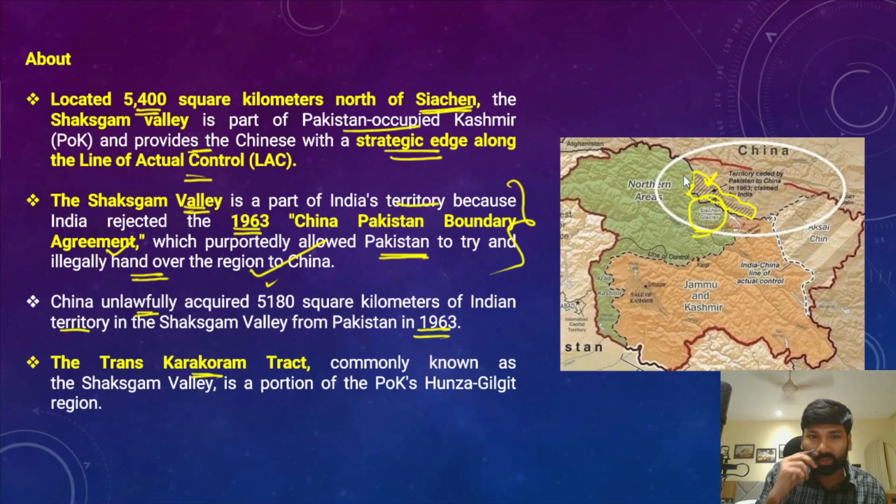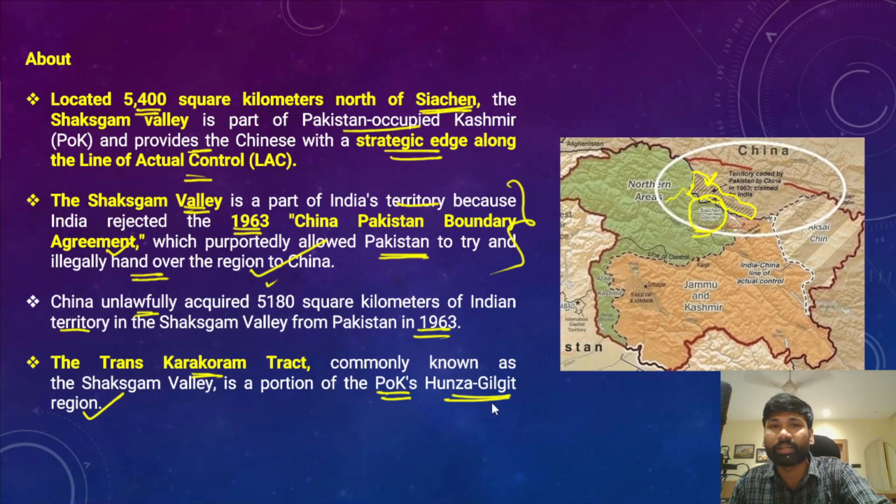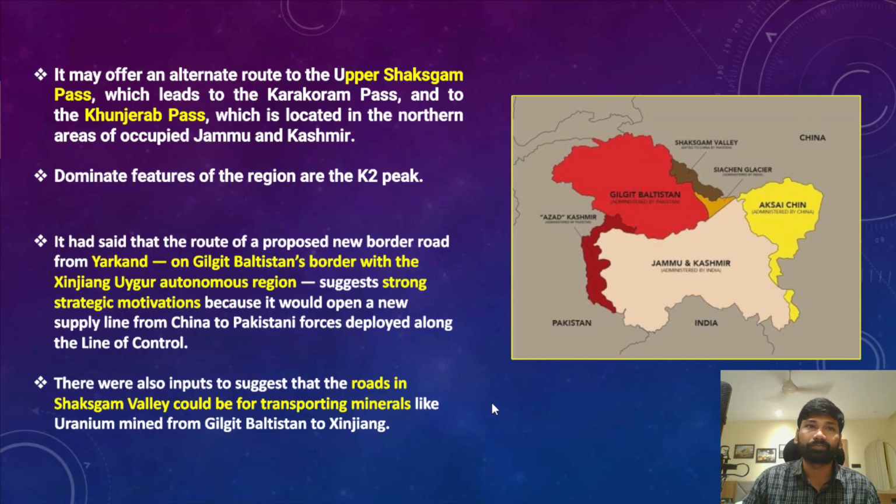It is a portion of Pakistan occupied Kashmir's Hunza Gilgit region. This is the region which is known as Gilgit Baltistan, and this Shaksgam Valley is a portion of the Hunza Gilgit region in Pakistan occupied Kashmir.